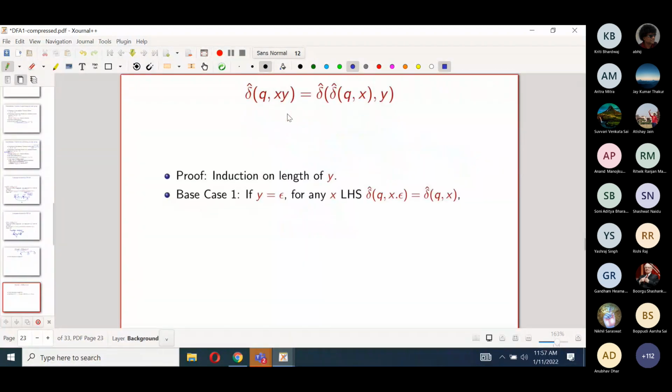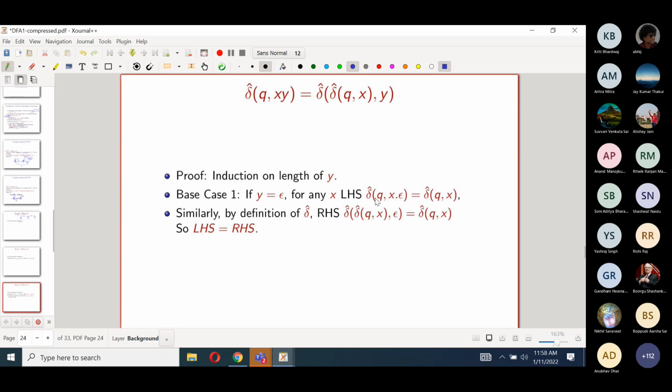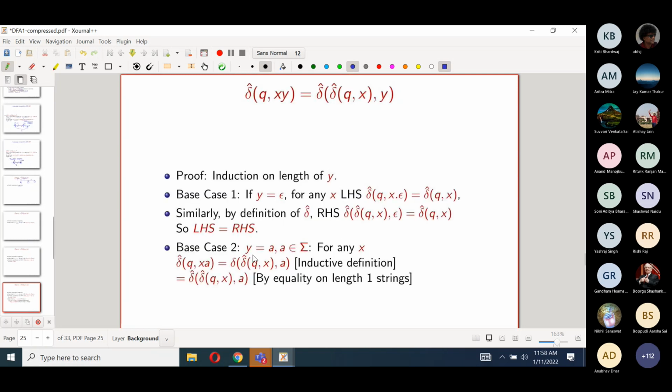Okay, so I'll quickly go through the gist of the proof. The base case is if y is equal to epsilon, if y is the empty string, then you try and see that the LHS will be equal to the RHS. Okay, it's an easy exercise. This is important: if y is an empty string, the LHS will be equal to the RHS for any x.